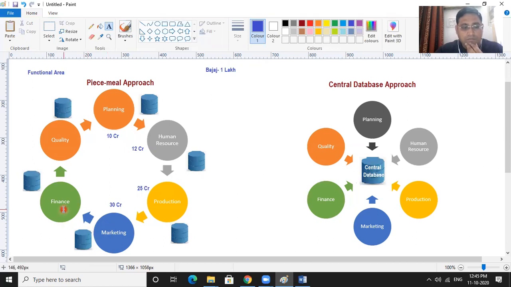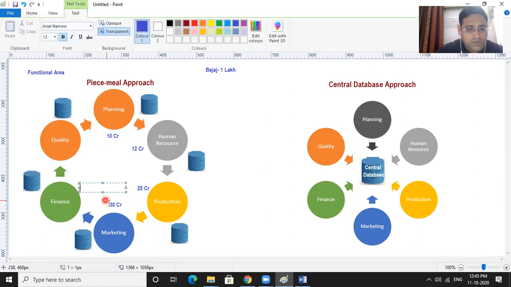Now the file will go to the finance department. The finance department will say, how is this possible in 30 crore? We have to check whether we have the amount or not, or we have to sell our shares, or go into debt. So what do we have to do? 30 crore is not enough. So it will increase to 35 crore, for example.